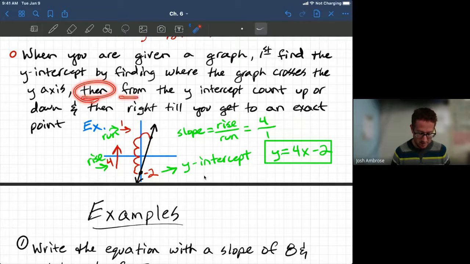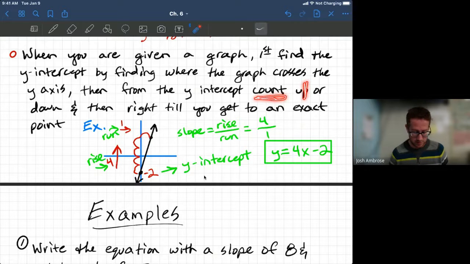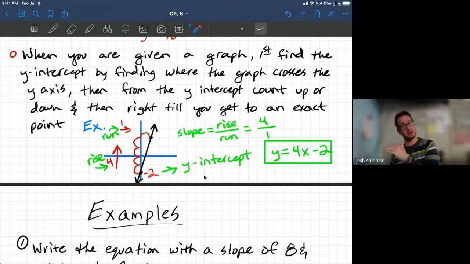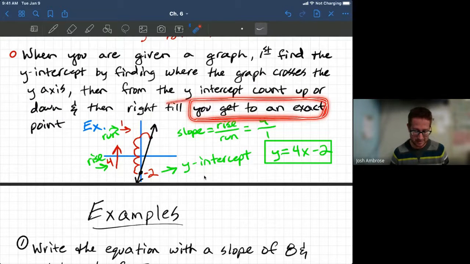Now then, from the y-intercept, that's important. From the y-intercept, you're going to count whether it's up or whether it's down, then to the right. All right, it's always going to be counting to the right, because if we go from the y-intercept and we count up, then it's to the right. If we had a y-intercept that was high, we would count down, and then we would count to the right. Okay, so then from that y-intercept, count up or count down, and then to the right, till right here you get to an exact point.